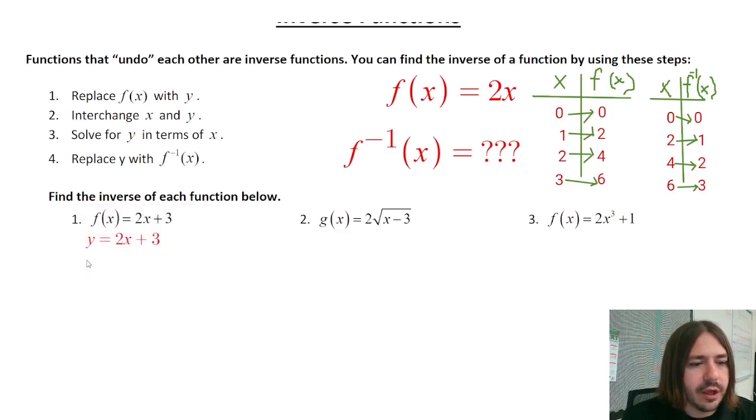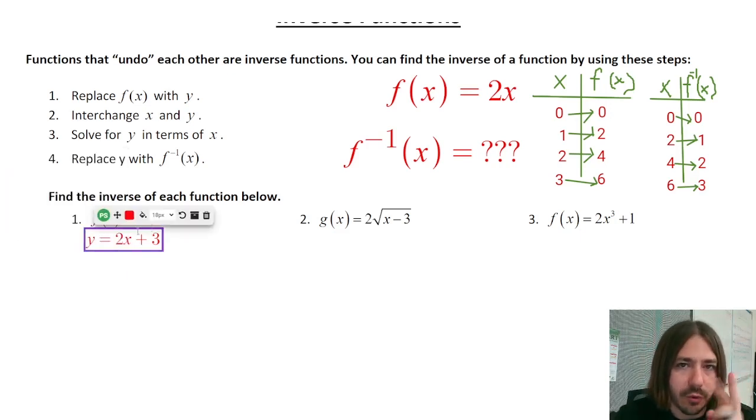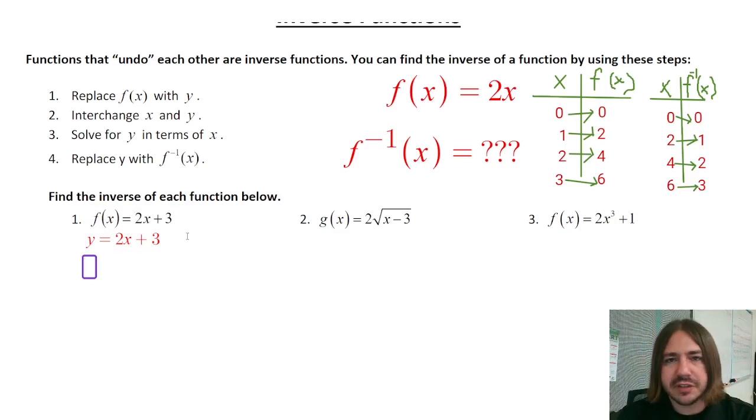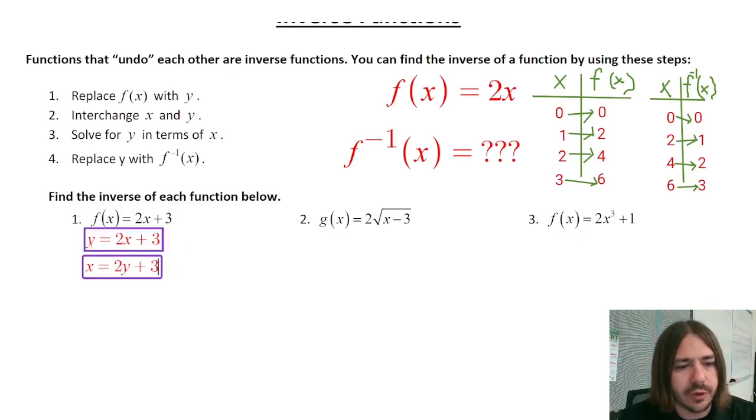Okay, so the second step, and this is really where we start generating the inverse function, is we're going to swap x and y. Remember that the inverse has the domain and range flipped. So it would stand to reason that if we're finding the inverse, we're just going to swap x and y. We basically just flipped the inputs and the outputs.